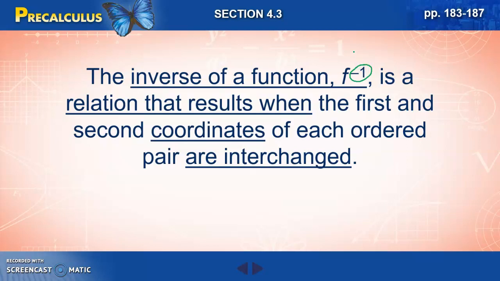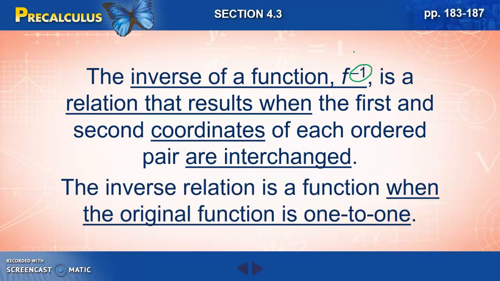So the inverse of a function is a relation that results when the first and second coordinates of each ordered pair are interchanged. So the first being our x and the second being our y. So when we flip-flop those x and y coordinates, what we get is an inverse. The inverse relation is a function when the original function is one-to-one. Now, we talked about one-to-one functions earlier.